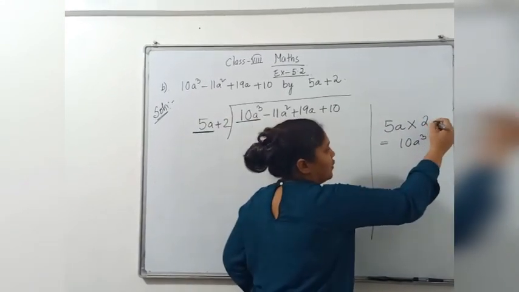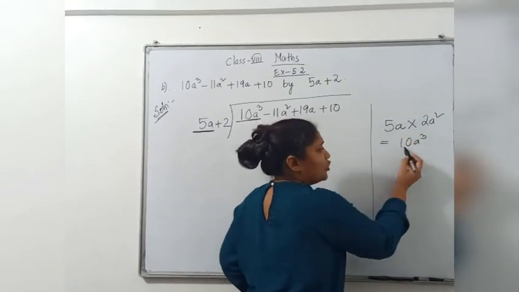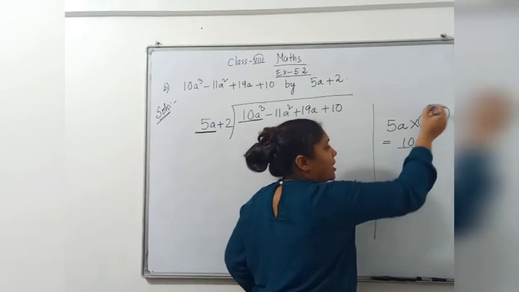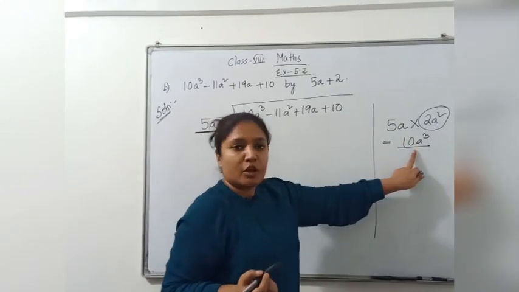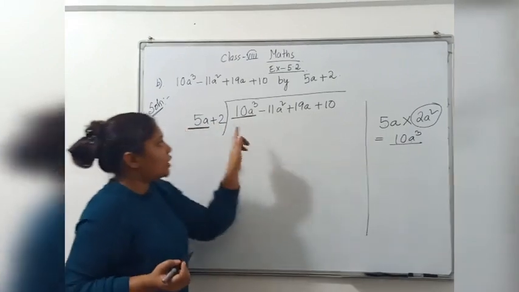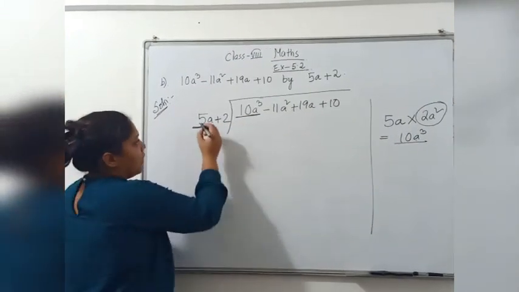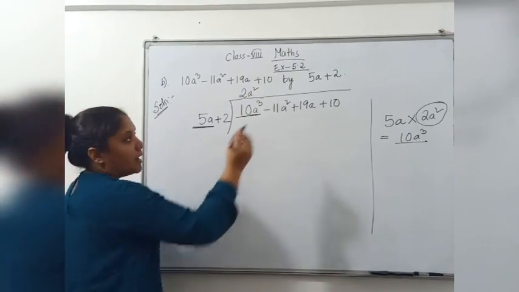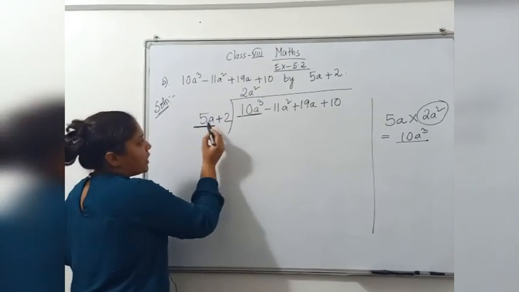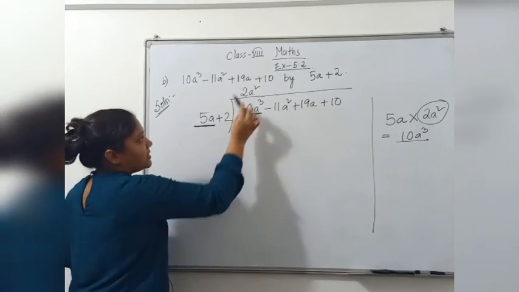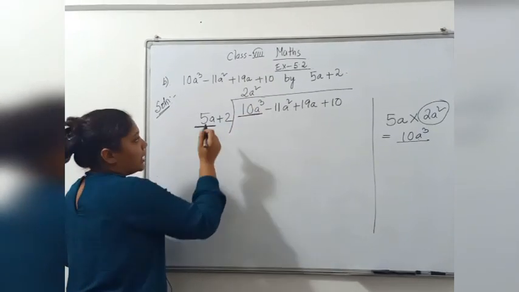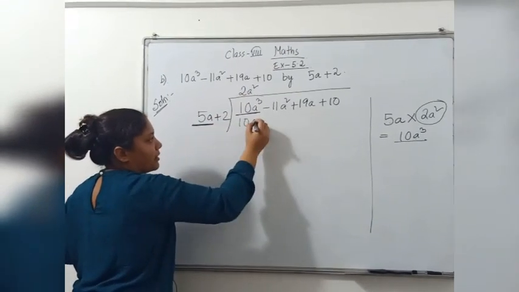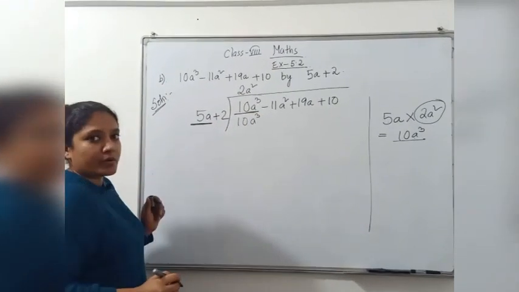If I multiply by 2a square, 5 into 2, 10, a into a square, a cube. That means if I multiply by 2a square, I will get this value. Right? And this value is the same as this. So, 5 into what will I do? 2a square. Now just see, as there are 2 numbers, I cannot only multiply this number with this number. If I multiply 5 into 2, 10, a into a square, a cube. Clear? Students, now you see.